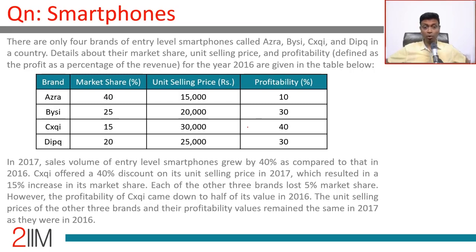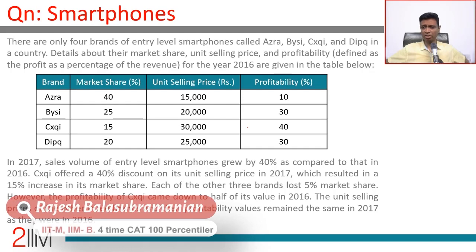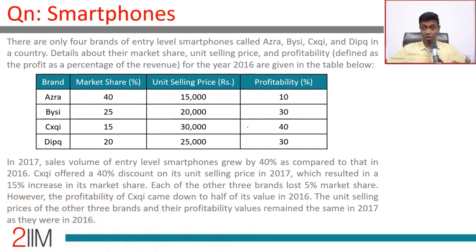Smartphones. There are only 4 brands of entry-level smartphones called Azra, Bici, CXQI, and DIPQ. A, B, C, and D effectively in a country. Details about their market share, unit selling price, profitability for the year 2016 are given in the table below. 40, 25, 15, 20. Because unit selling price is given, and assume market share refers to share in number of units, not share in revenue.